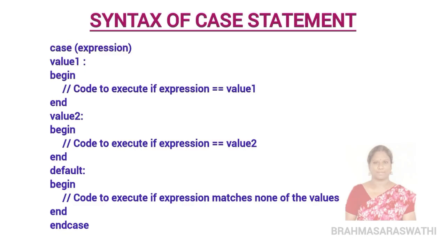After value 1, we write the begin end block. Between begin and end, we write the code to execute if expression is equal to value 1. Next, after value 1, we write value 2 with a begin end block. In the begin end block of value 2, we write the code if expression equals value 2. After that, the last condition is the default condition. If both value 1 and value 2 do not match, then the default value will be applied.